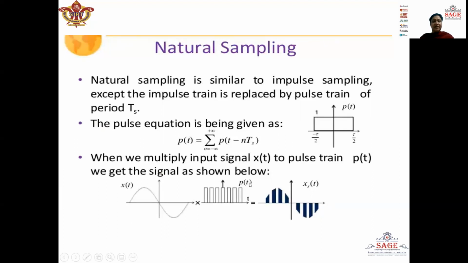Now, considering the equation of p(t), which is a train of pulses, I can write it as the summation for n equal to minus infinity to plus infinity of p(t - nTs). Now, if I take n equal to 0, I get a pulse which is located at t equal to 0. When I take n equal to 1, I get the pulse p(t - Ts). That means the pulse is shifted to t equal to Ts. So that's how I get a train of pulses which are located at t equal to 0, Ts, 2Ts, or minus Ts, minus 2Ts, and so on.